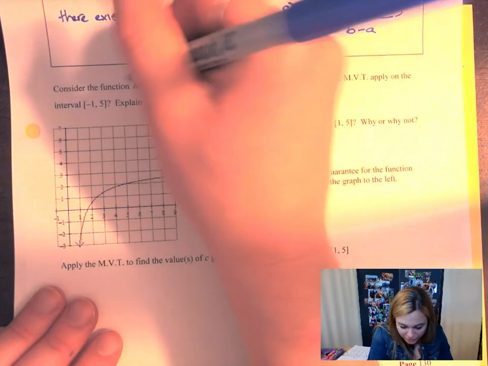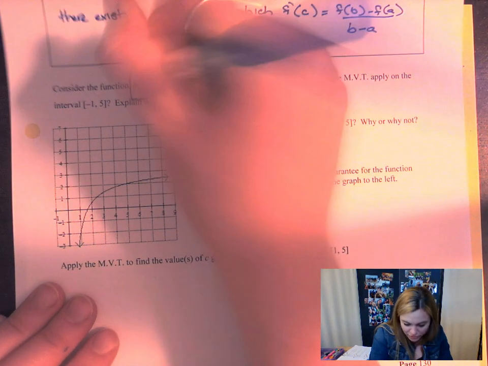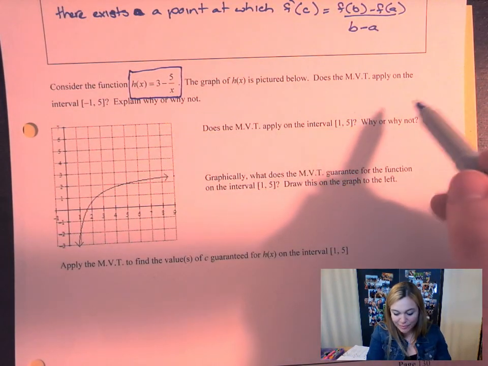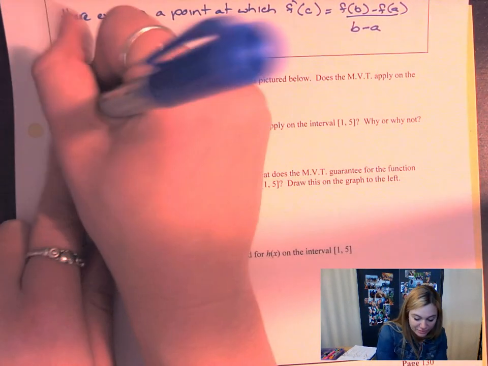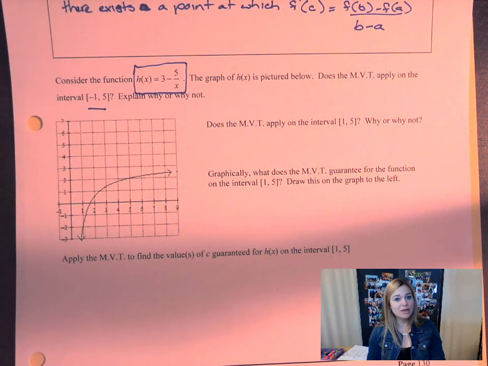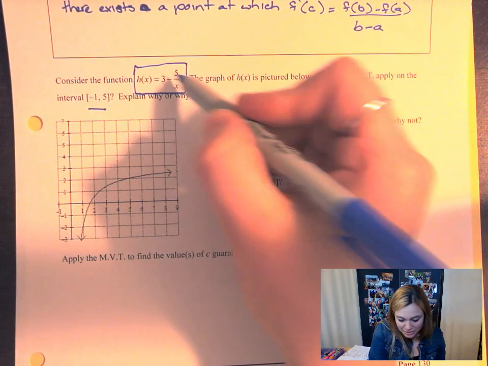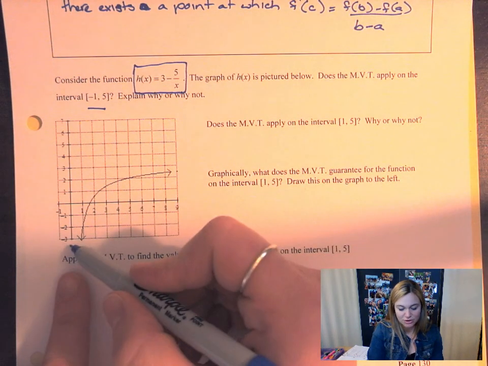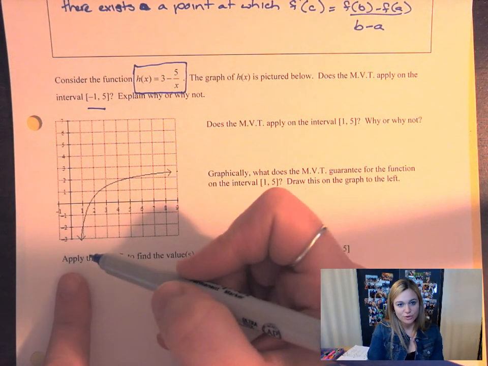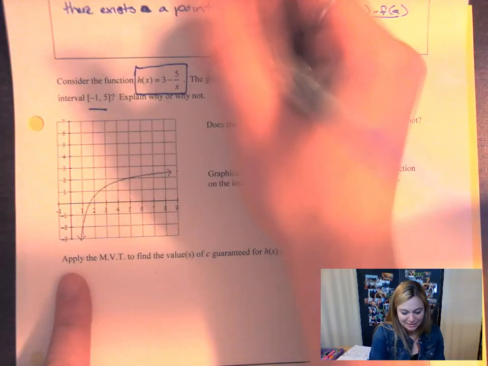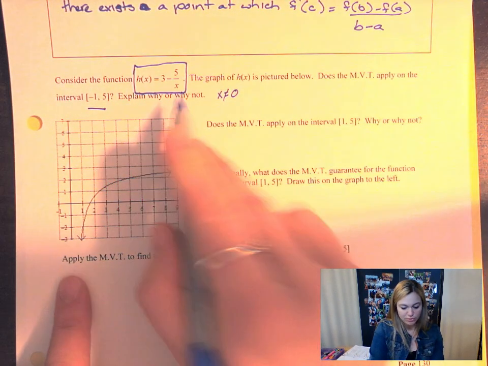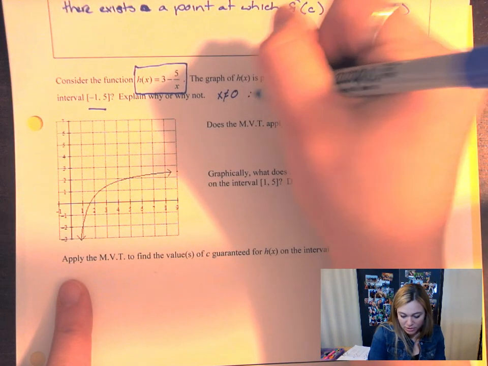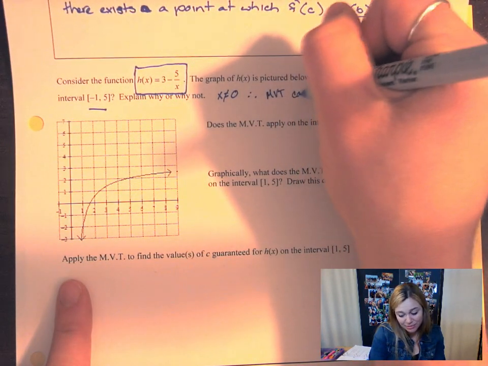Now let's use it. We consider this function: h of x equals 3 minus 5 over x. The graph is pictured below. Does MVT apply on the interval from -1 to 5? Like every other theorem we've talked about so far, it's really important that this function is continuous over the entire interval from -1 to 5. Is there any place where it is not? You can see on the graph that at x equals 0 there's a vertical asymptote. Or I could say x cannot equal 0, because that would be in the denominator. Therefore, MVT cannot be applied.